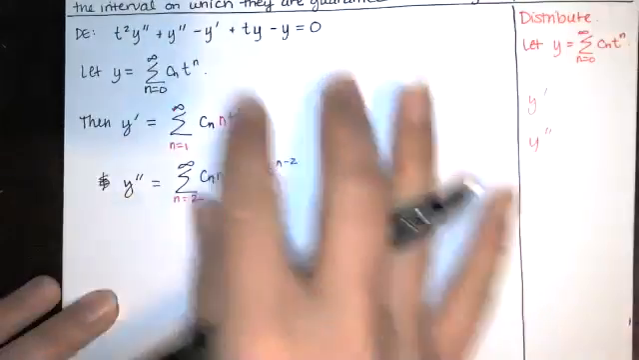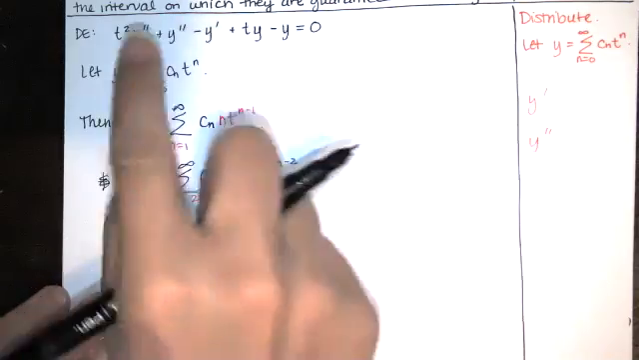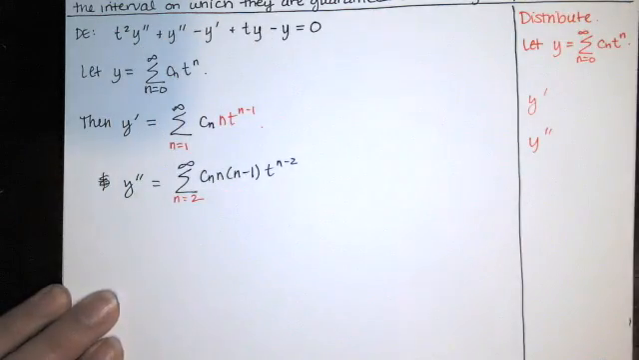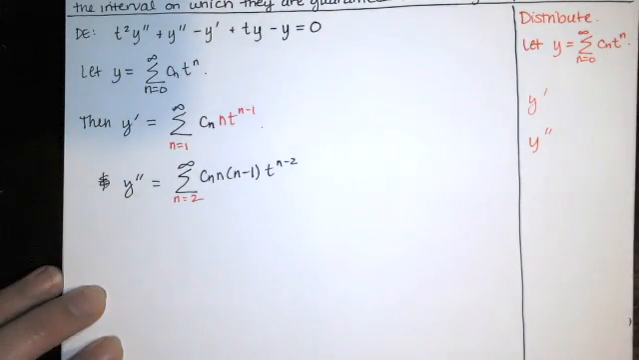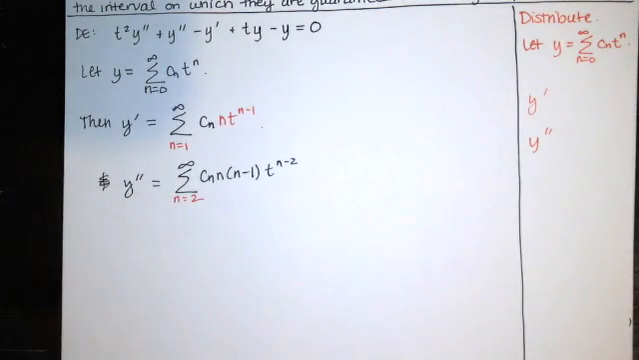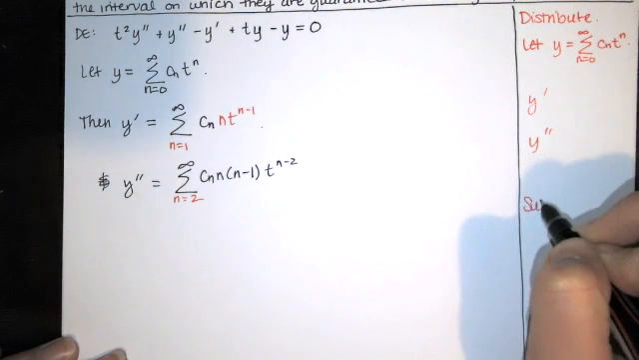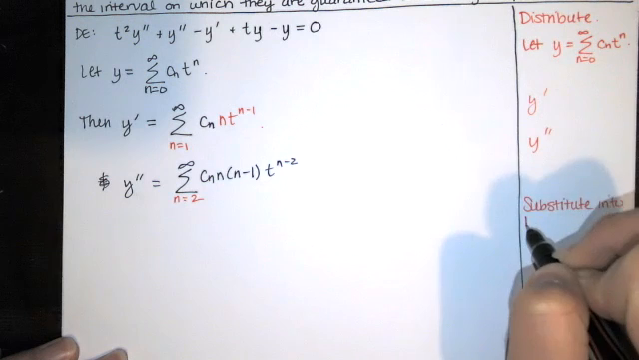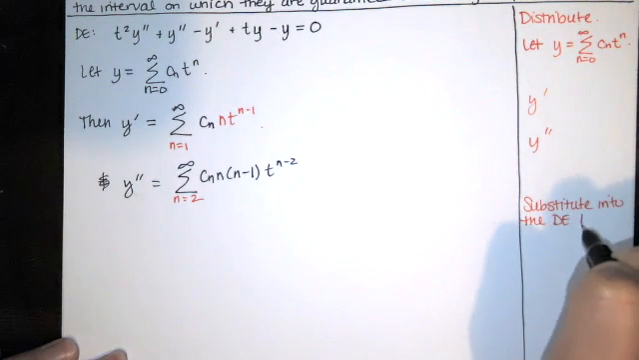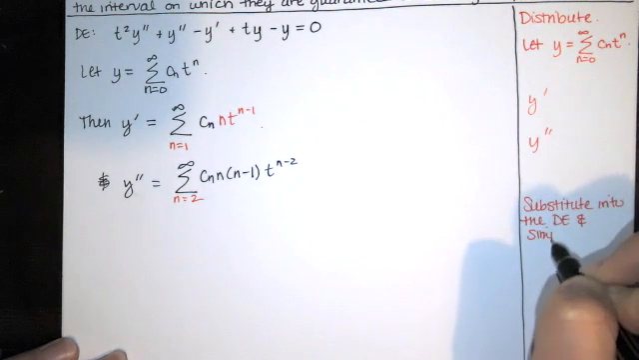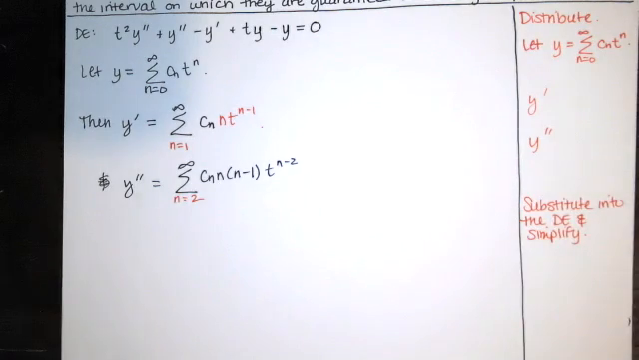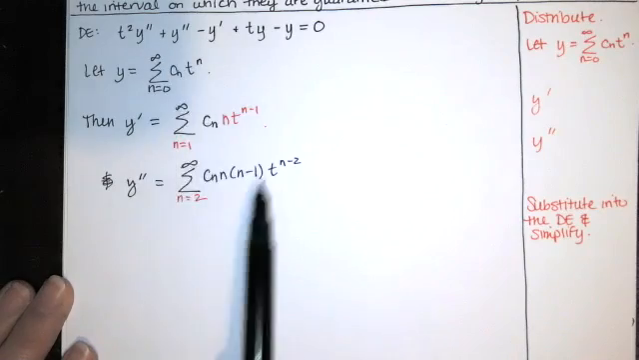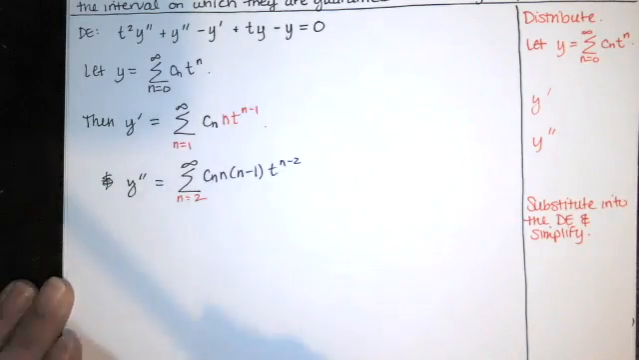Okay, so now you've got these guys. We're going to substitute into the differential equation. You have 1, 2, 3, 4, 5 terms. So we're going to have 5 series that we need to add together over here. So we're assuming that y is a solution. So if y is a solution, these series will satisfy this differential equation.